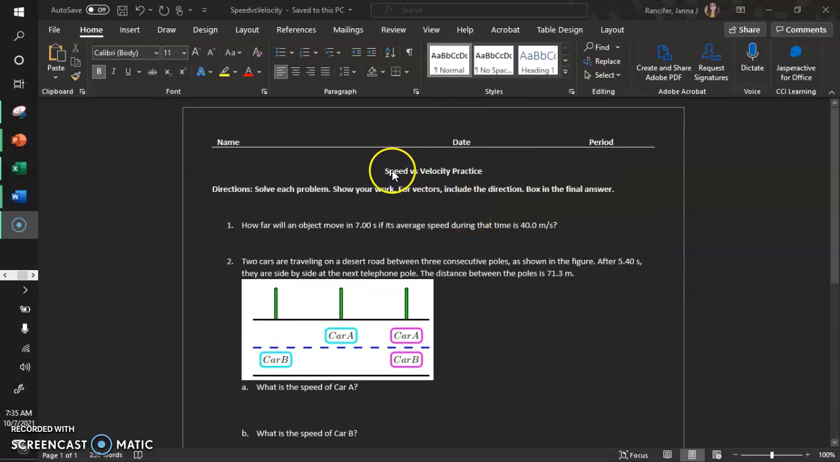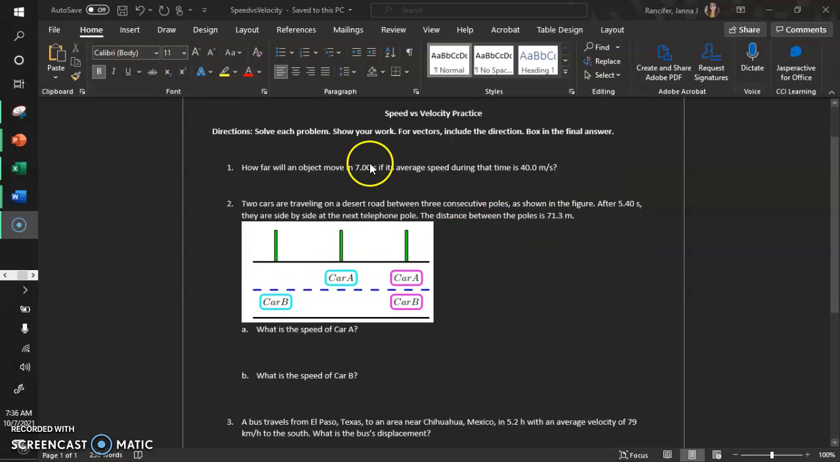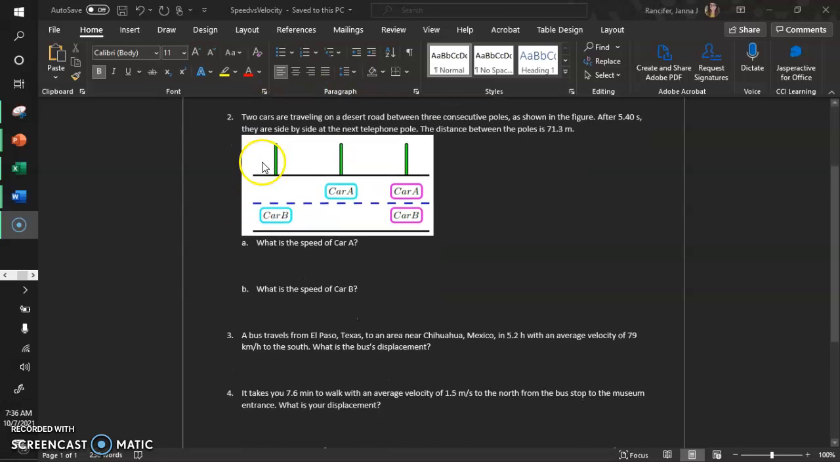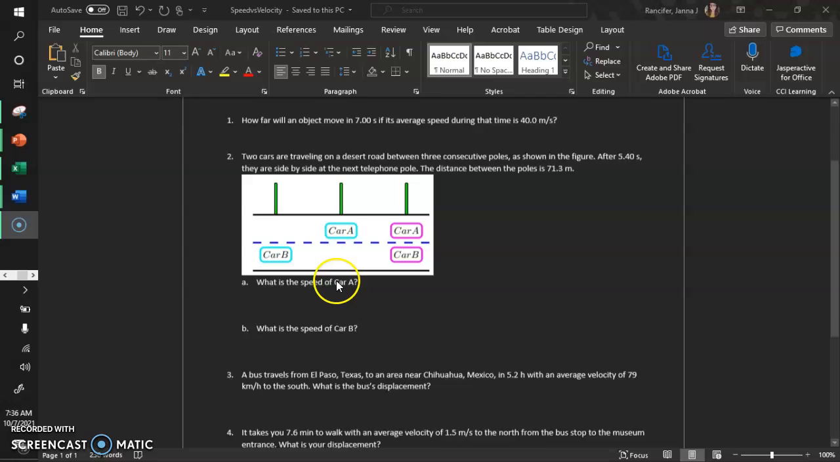Alright, this is the video for speed versus velocity practice. So if you're watching this, you're probably absent, and I will show you how to solve number 2. The rest you'll do on your own.